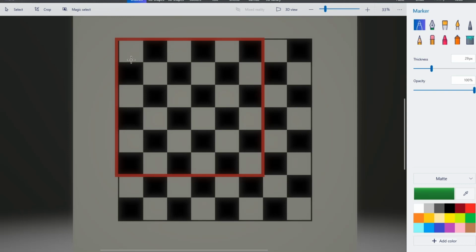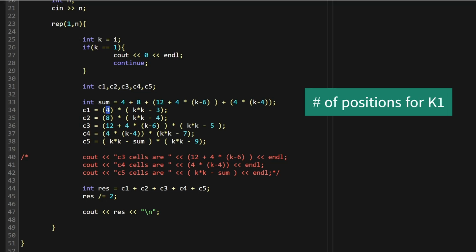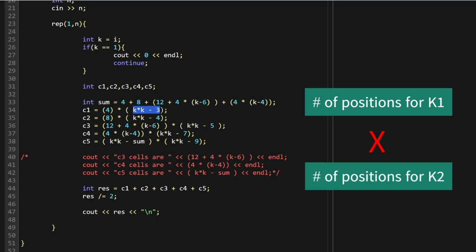So for the first category, as I said, which is the corner squares, what we are missing here is 3. The multiplication I'm doing here is just using combinatorics. So how many positions can the first knight be? And that is 4, because only 4 squares belong to the first category, the corners essentially. And in how many other positions can the second knight be now? And that is k by k, so the entire chessboard, minus 3.